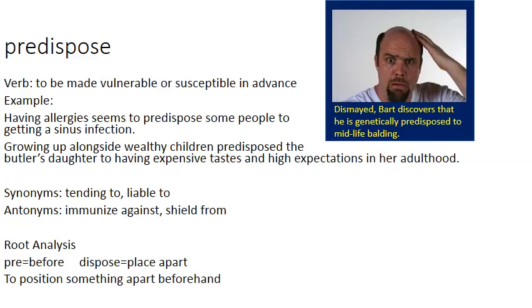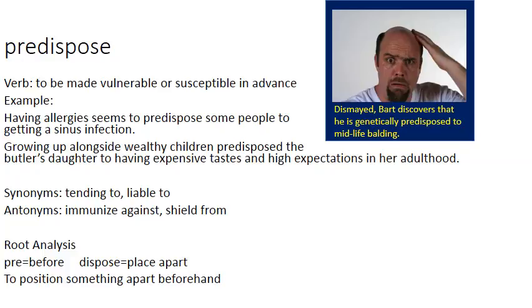Predispose. Predispose is a verb that means to be made vulnerable or susceptible in advance. You often hear this with regard to the medical field. People can be predisposed to certain diseases by virtue of their genetic makeup. Here's another medical example. Having allergies seems to predispose some people to getting a sinus infection.